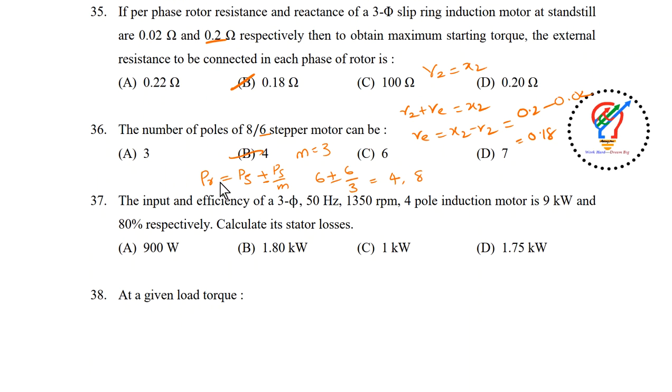Next one. The input and efficiency of a 3-phase 50 Hz 1350 RPM 4-pole induction motor are 9 kilowatts and 80% respectively. So efficiency and input are given. Calculate its stator losses. It's a very common question here. Okay, the answer for this question I'm going to discuss here, it is 1 kilowatt.